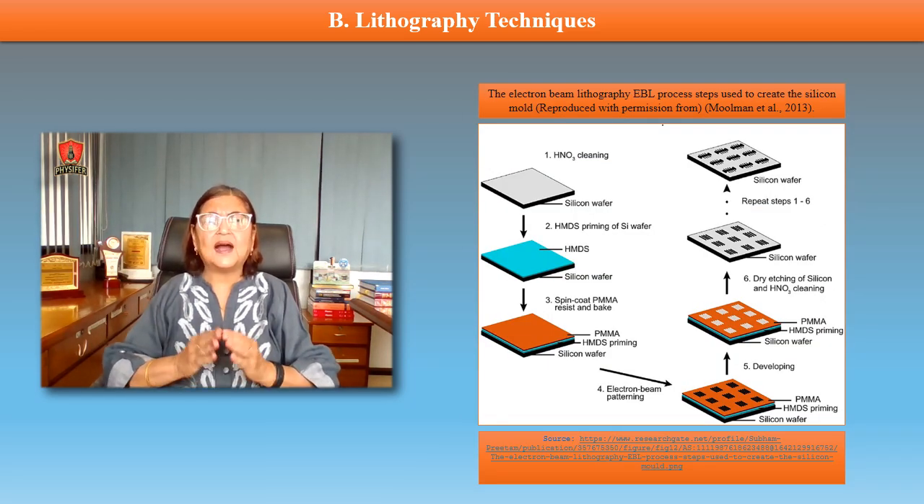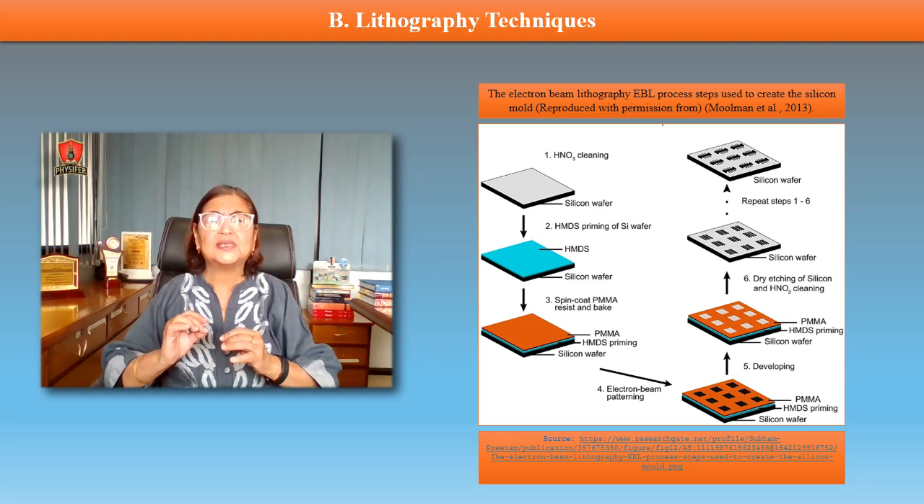Lithography techniques are highly precise but expensive. Photolithography and electron beam lithography are widely used in semiconductor fabrication, for example, in the fabrication of nanochips in companies like Intel.